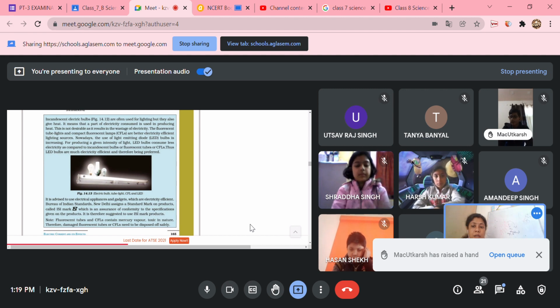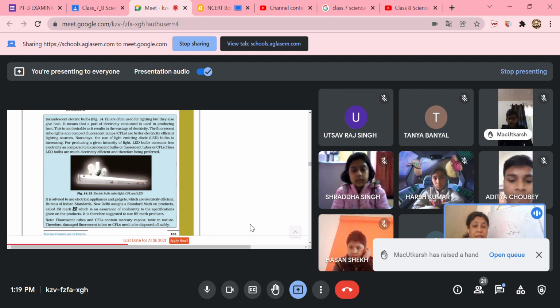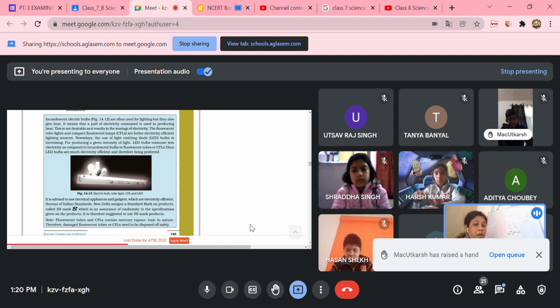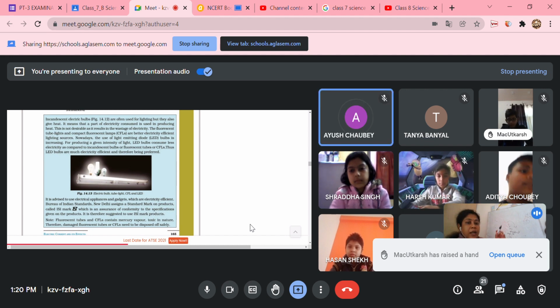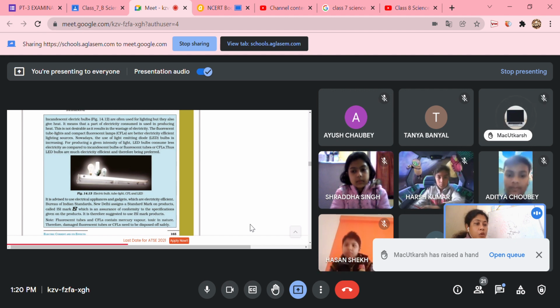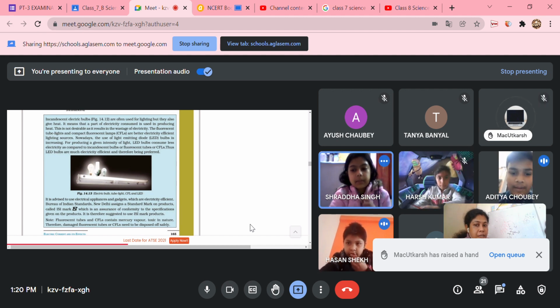So it is advised to use electrical appliances and gadgets which are electricity efficient. Bureau, I think you have heard the term bureau. Bureau of Indian Standards, which is present in New Delhi, assigns a standard mark on products. Which mark is it? ISI. You can find this ISI mark on the bulb, on the tube, or on any appliance. It is a standard mark, an assurance that these are safe to use. So what is the name of the mark? ISI mark.